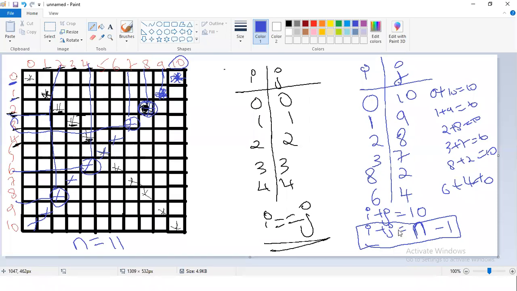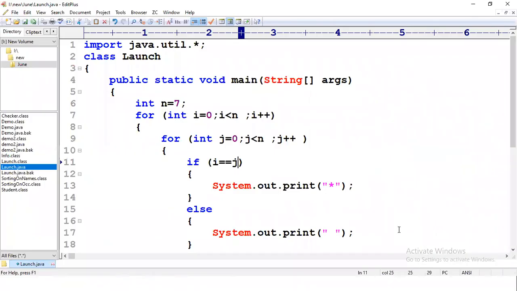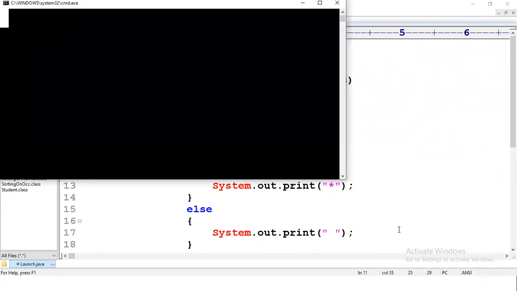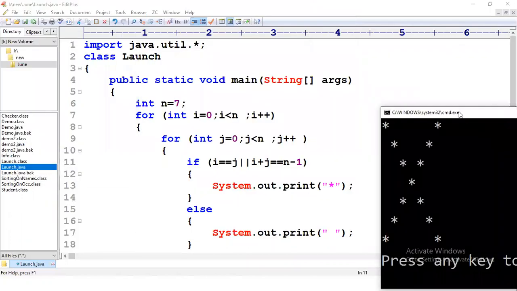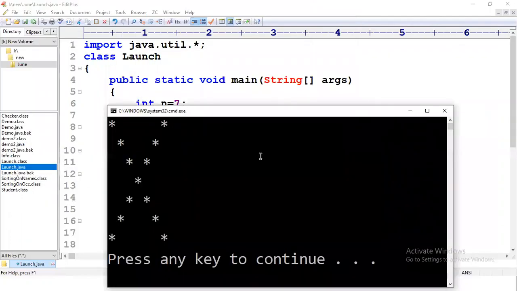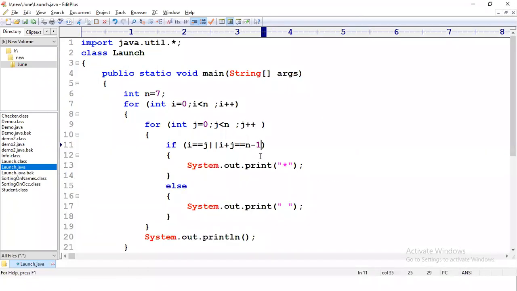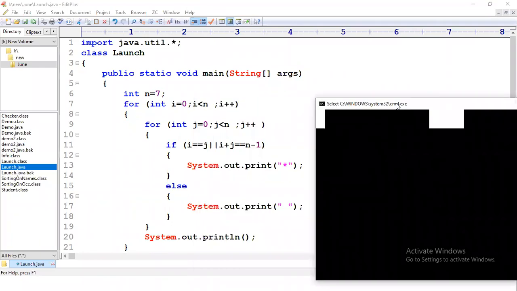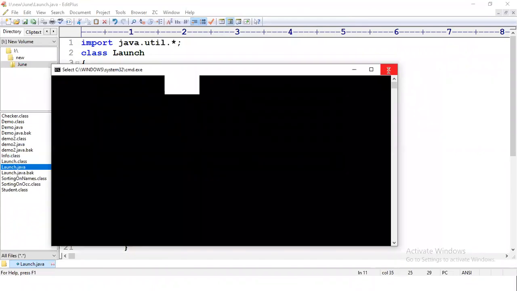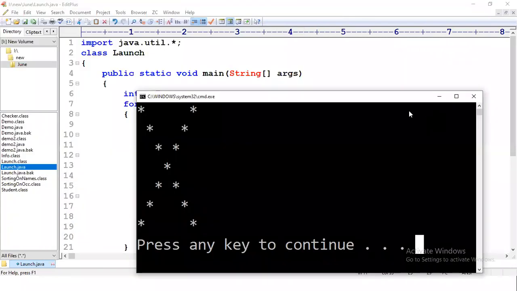Okay, so if I come back here and tell, OR operator, why OR? Because I want a new line, right? I plus J equals n minus 1. Let's see here. I'll compile and then execute. I'll get that X mark. So please copy, take a screenshot of this. I think just a minute, I'll minimize. You're not getting output. Execute. Okay. Take the screenshot.